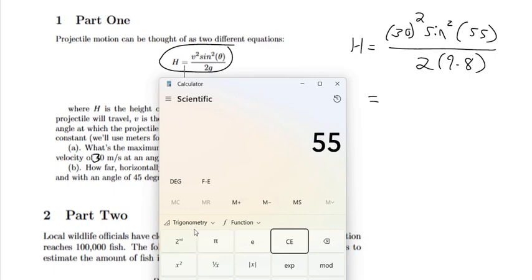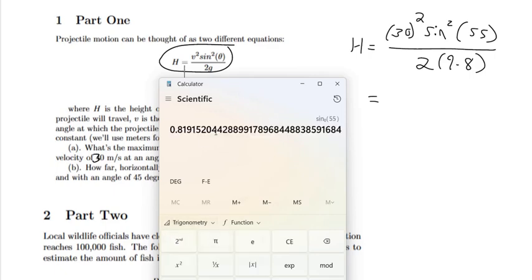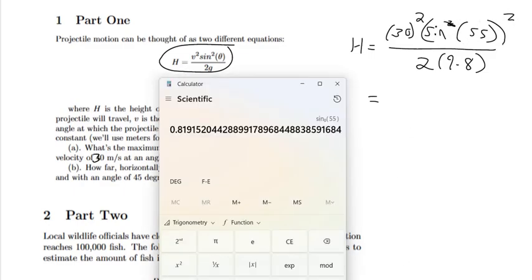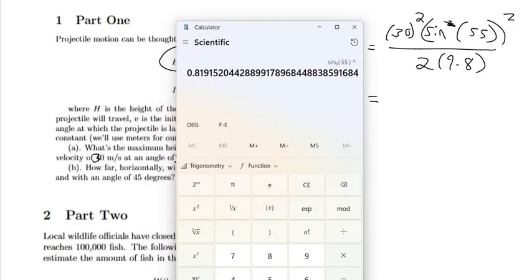Do sine first, probably, and then square it. That's what that notation says. Square the result. Another way of writing this would be all this. Find out what sine 55 is first, then square it. So here I'm going to use the squaring button. And then I'm going to multiply that by 30 twice, because that's the same thing as 30 squared. And then I'm going to divide it by 2, then I'm going to divide it by 9.8.